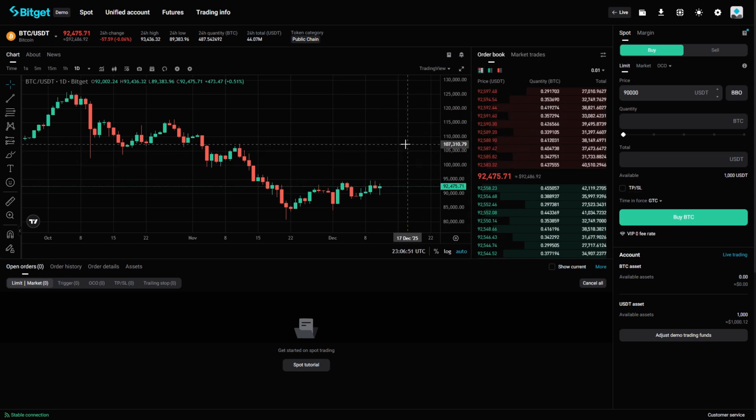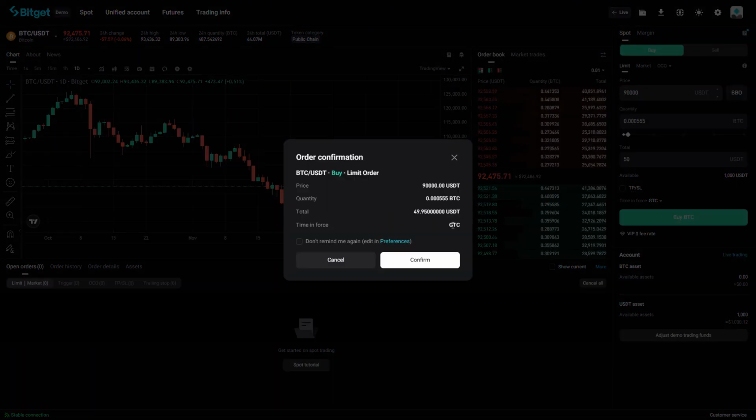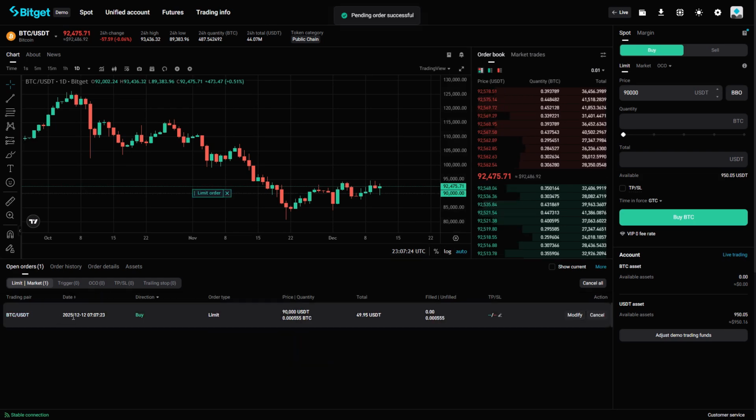Let me show you how to place a limit order. Click on the Limit tab in the Order panel. First, enter the price you want to buy at. Let us say I want to buy Bitcoin at $90,000. Next, enter the amount. You can either enter the amount of Bitcoin you want to buy, like 0.001 BTC, or you can enter the amount of USDT you want to spend, like $50. Bitget will automatically calculate the other value for you. Once you have entered your price and amount, click Buy BTC. Your order will now sit in the order book, waiting for the price to reach your level.